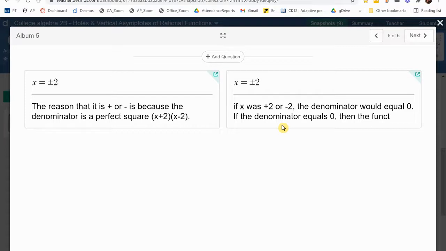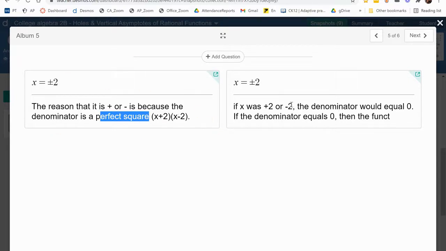Hop over to Zoom so that you can see the screen. And I just want to point out a couple of things about these. Right. So this first one starts out great because it says, okay, the reason is a plus or minus is because the denominator is a perfect square. So it's referencing this plus or minus here. And then talking about the denominator being the difference of squares. So be careful with that. It's not a perfect square. It's the difference of squares. Right. So that's a great start to it.